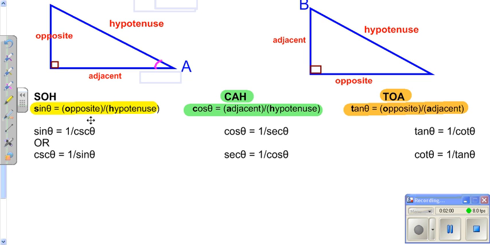You would probably have seen sine, cosine, and tangent before, but you may not have seen cosecant, secant, and cotangent. Cosecant is just the reciprocal of your sine, so that's why we have it written as 1 over sine. Secant is just the reciprocal of cosine, so that's why we have it as 1 over cosine. And then we have cotangent, which is the reciprocal of tangent, so it's 1 over tangent.